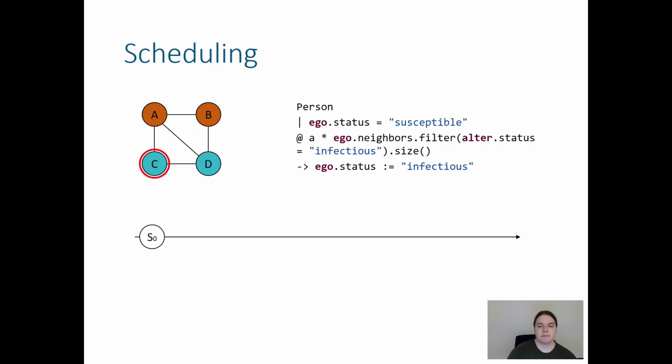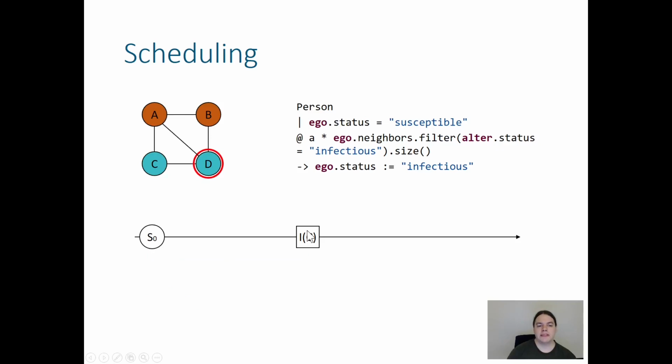C, however, is susceptible. And that means we'll now calculate the value of this rate, and we'll call the value of this rate lambda. And it's A times 1 because C has one infectious neighbor. We'll then draw a waiting time delta t from an exponential distribution parameterized with this lambda. And this waiting time is then added to our current time to get the time where this event is scheduled to happen.